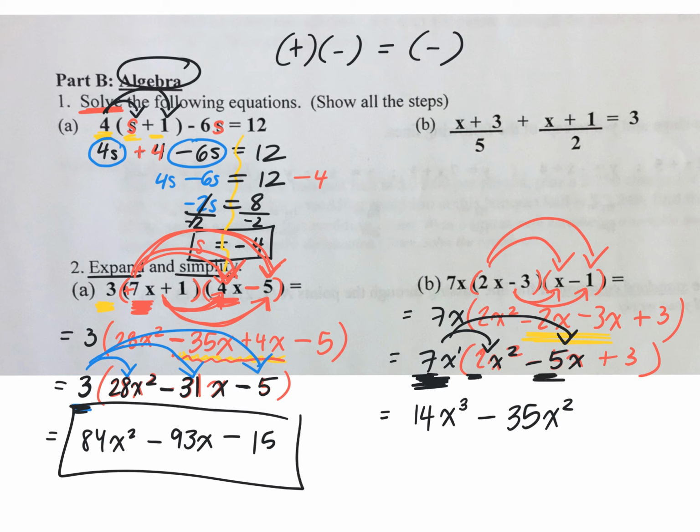And then 7x times positive 3. What's two positives? A positive. 7 times 3 is 21x.